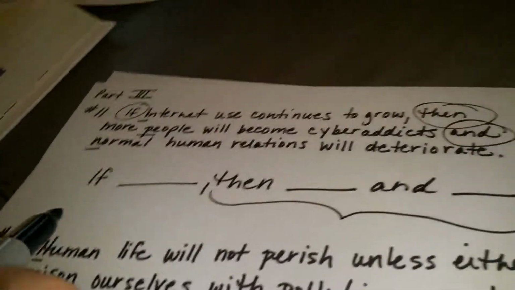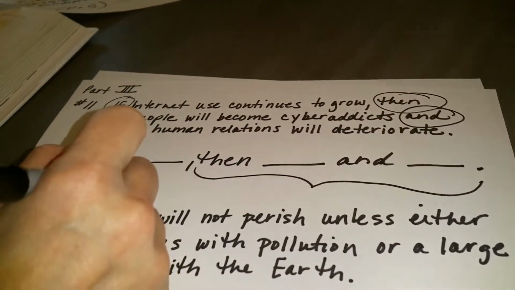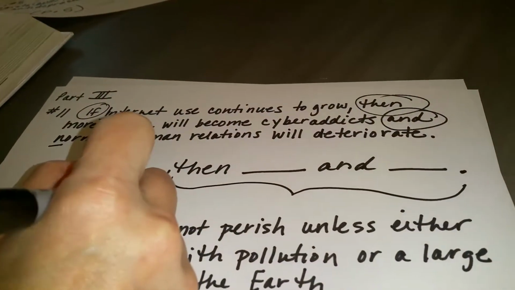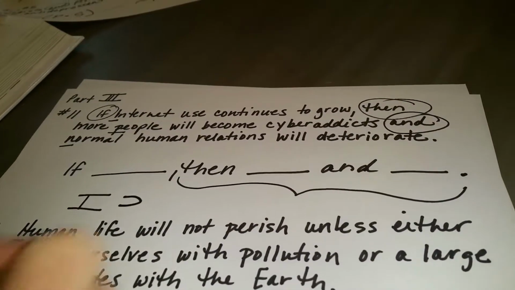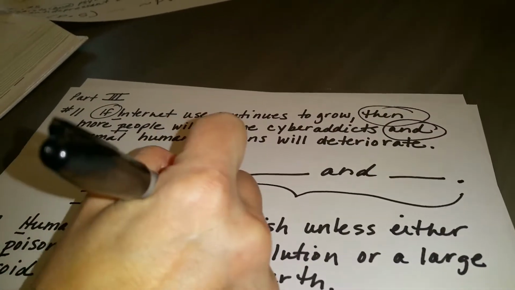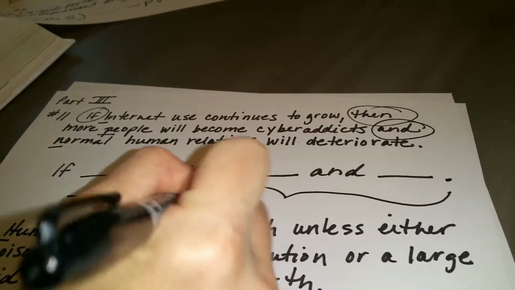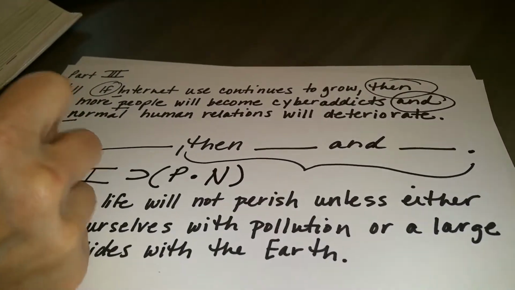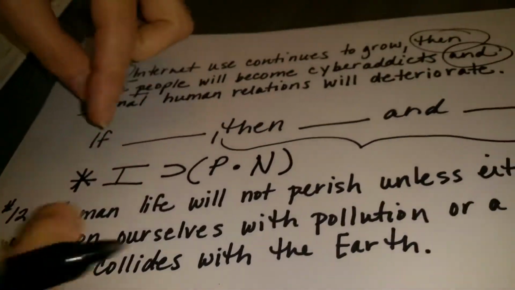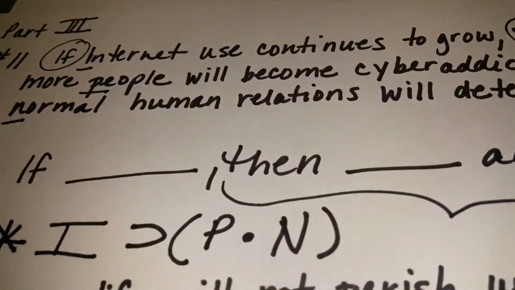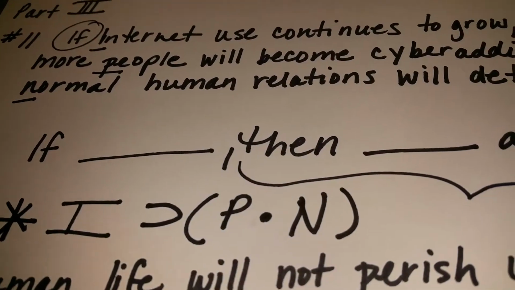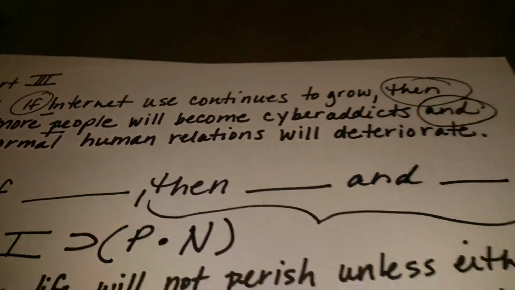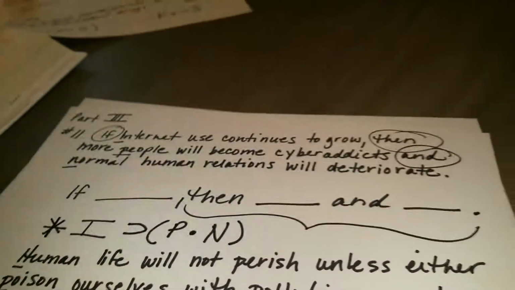So if we fill in the letters now, the correct translation would be I horseshoe (P and N), with P for people and N for normal human relations. So that would be the correct translation for that one. Okay. If you put the parentheses around I horseshoe P, that's not correct. And you want to use your comma there, and then you can see all of this comes after.